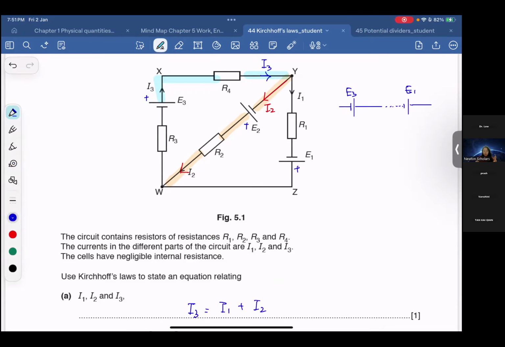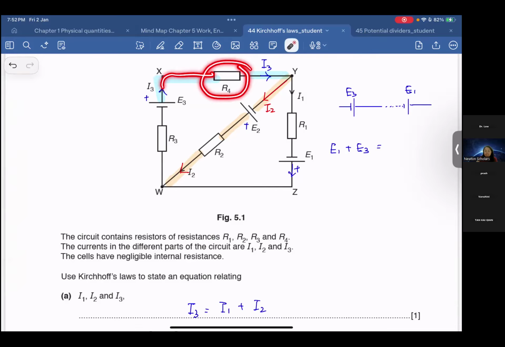You will find that these two actually have the same direction of current. So that means E1 plus E3. This current is also in the same direction, here and here also. This equals the potential difference across the components. From E3 coming out here, this is resistor R4. What is the current flowing through R4? It is I3, because here is I3, so the current flowing through resistor R4 is I3.